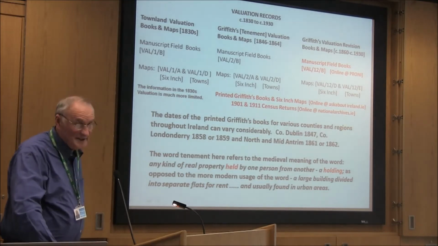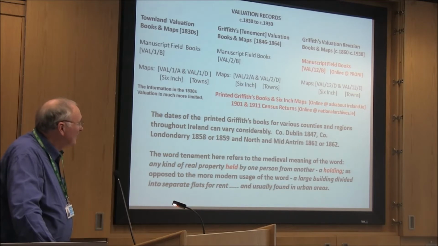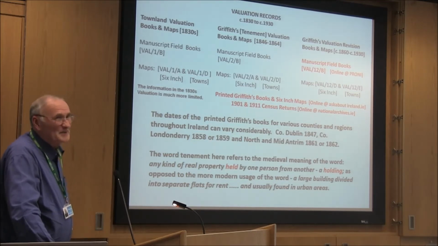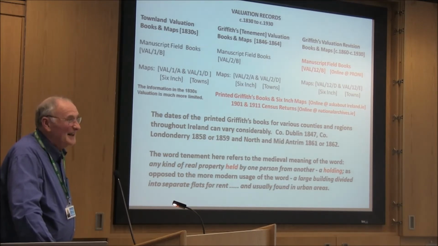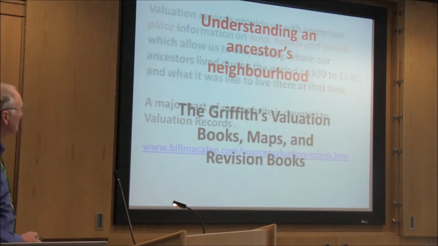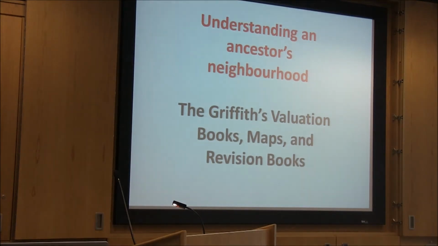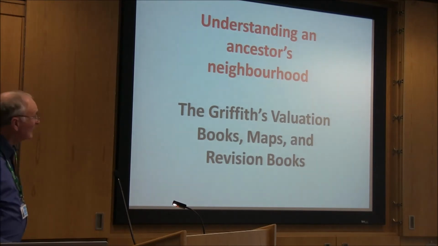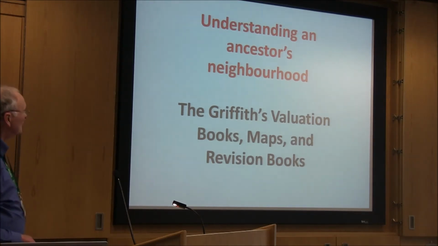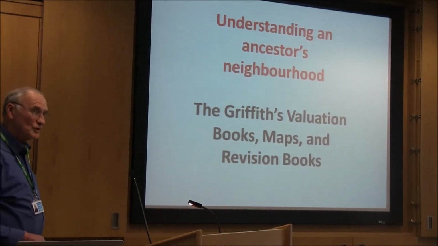This is, as Ian said, the last in a series of 5 talks, and basically mine is about place. You'll see in a moment. Let me go back. I just put that up there. That's the title of the talk: Understanding an Ancestor's Neighbourhood, or locality would be the word I would use more. The Griffith Valuation books, maps and revision books. So we're going to look at those.